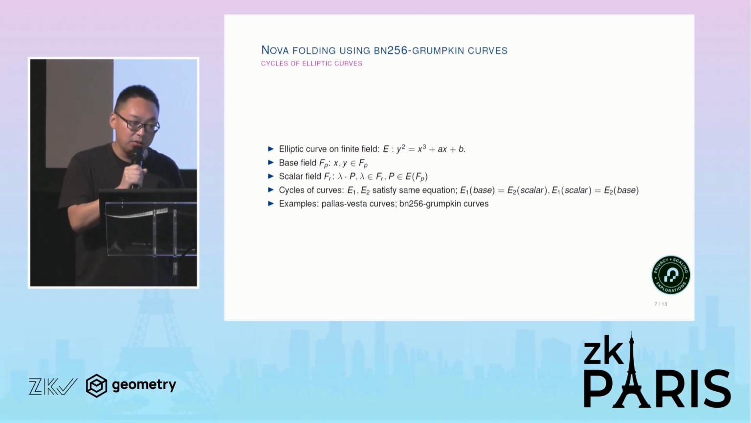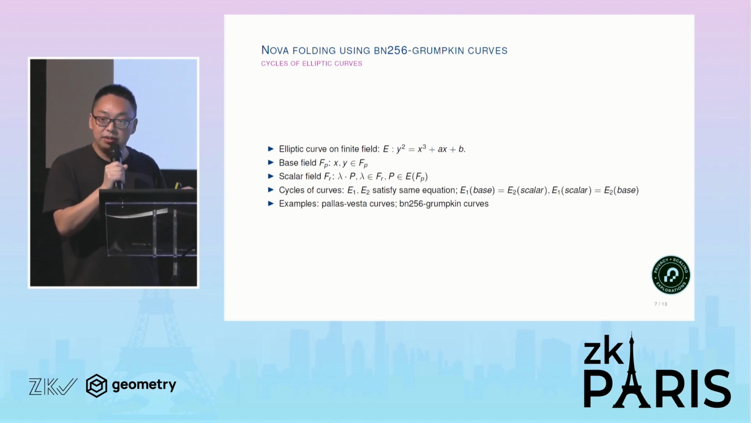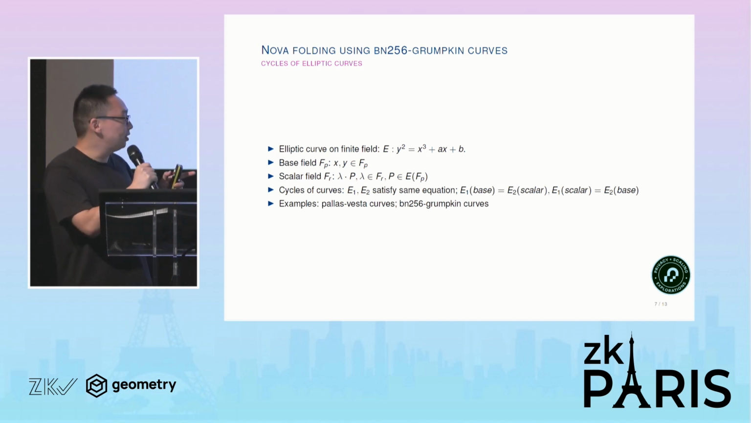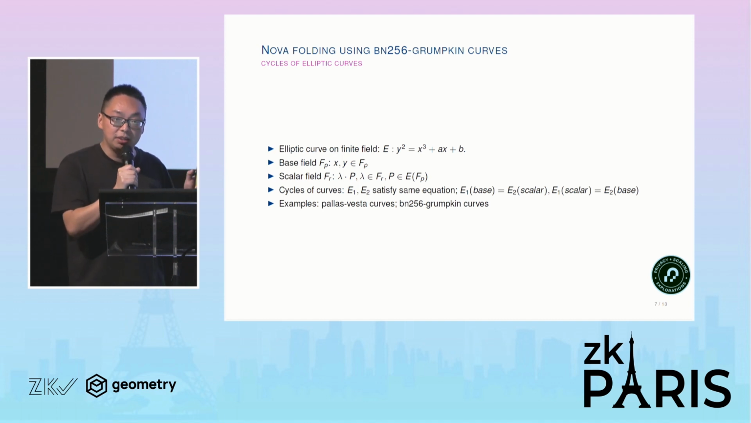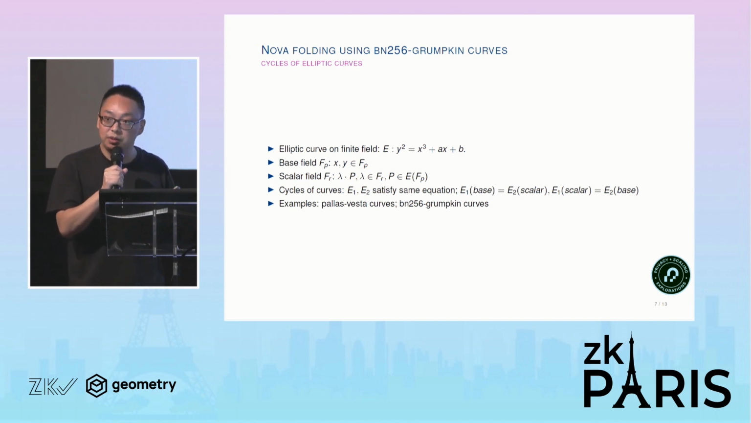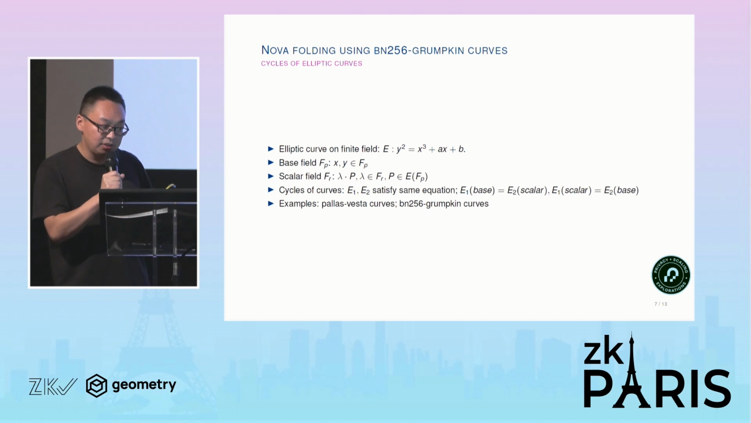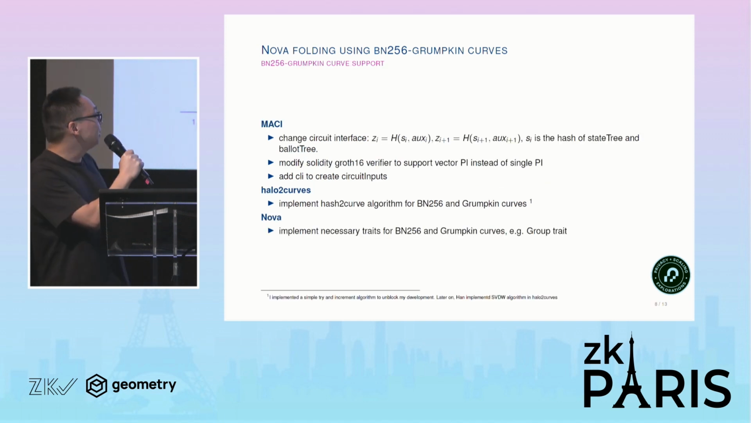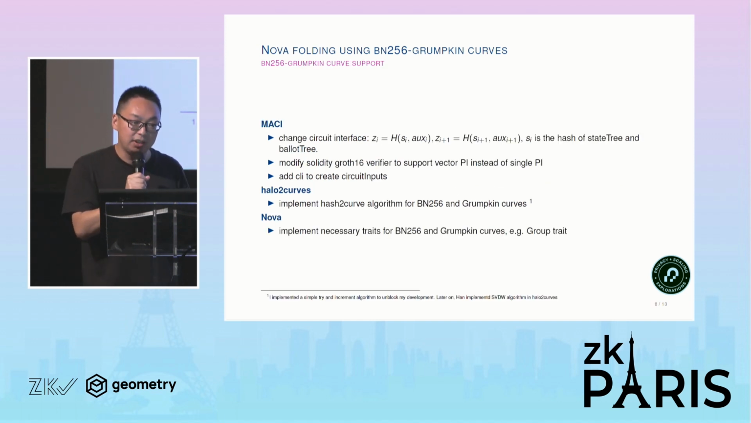An example is the Pallas-Vesta curves. This is one type of dual curve, used in the Nova implementation. There's another curve called BN256, which is what we use in MACI as well as on Ethereum Solidity. Luckily, we also have a cycle for the BN256 curve: the cycle is BN256 and Grumpkin, and they also form a dual curve. The next slide covers the engineering work on this implementation.